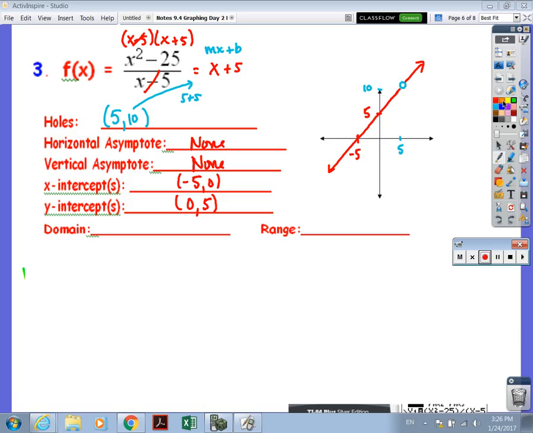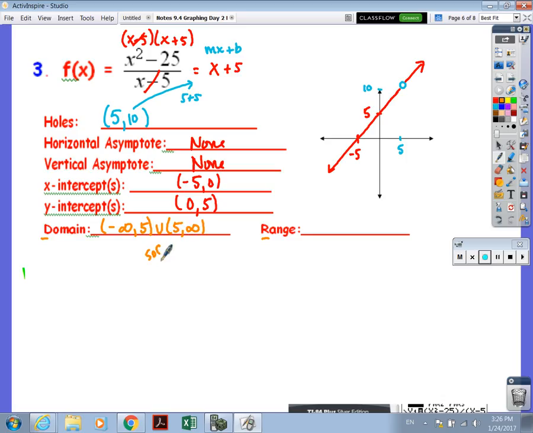Okay, we need to look at domain and range, finally identify these bottom parts. And so the only x value not part of this line in number 3 is 5. The only y value is negative, or is 10. So the domain is going to have two parts. It's going to have everything to the left of 5 and everything to the right of 5, but not 5.